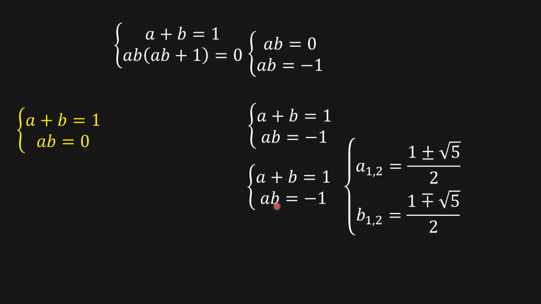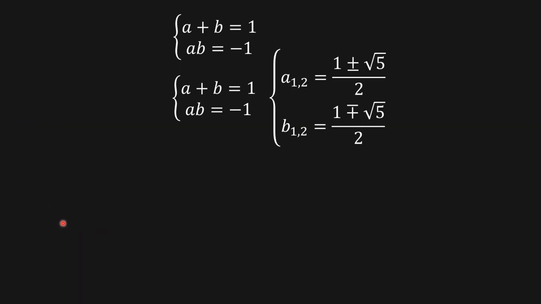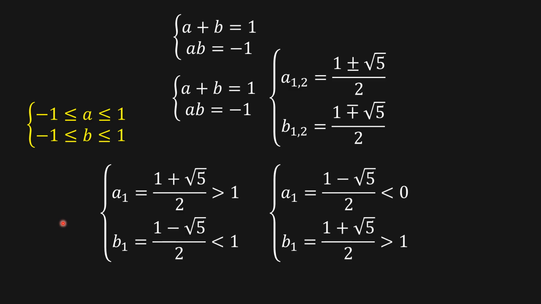a1, right? When we solve this system of equations, which is just something very simple, we're going to end up with a quadratic equation here. We're going to have a1 and a2 equal to 1 plus or minus square root of 5 over 2, and b1 equal to this. So remember that we have this condition here, right? Let me just put these conditions here.